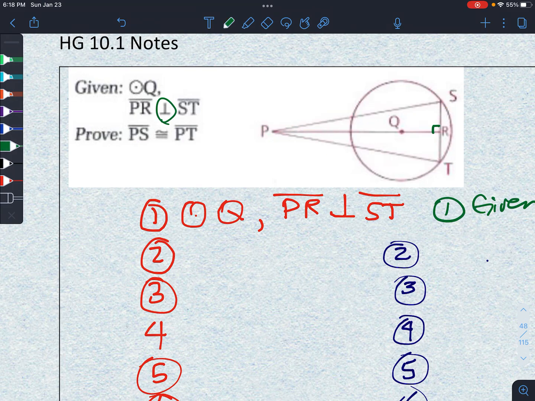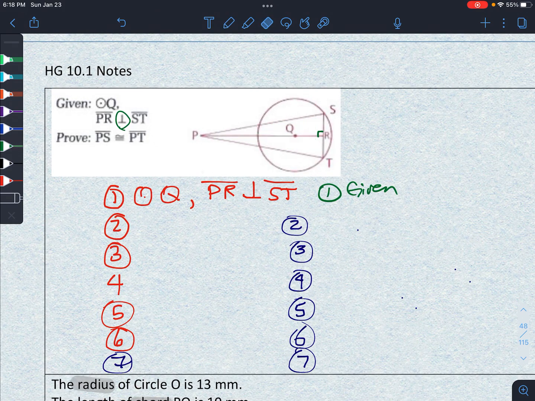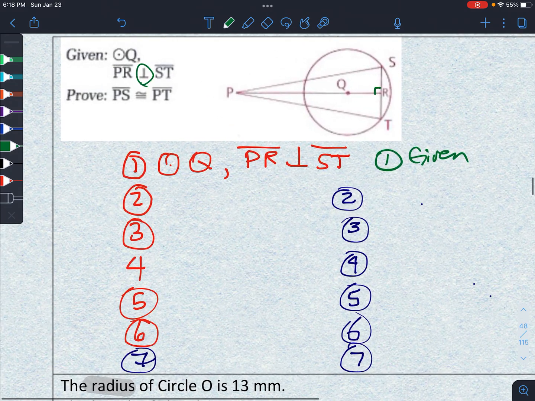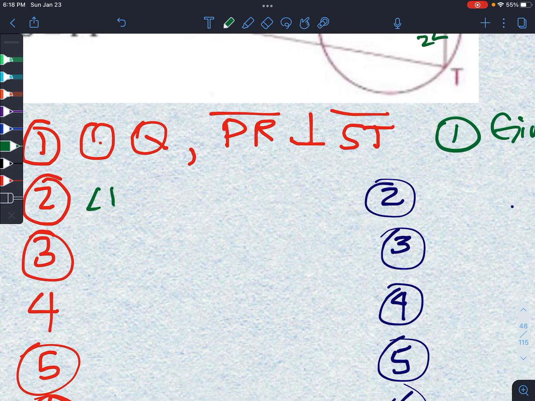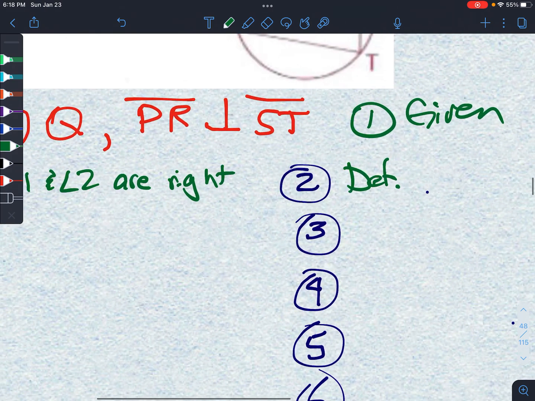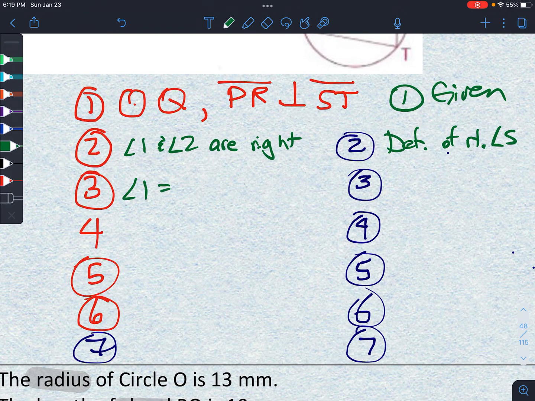Well, hopefully this isn't too strange for you, but guess what? Do you see two triangles? If you see triangles, try to make them congruent. Kind of back to that game. So let's see. I have a perpendicular, so I'm going to call it angle 1 and angle 2. So angle 1 and angle 2 are right. That's the definition of right angles. And then angle 1 is congruent to angle 2 by the right angle theorem.